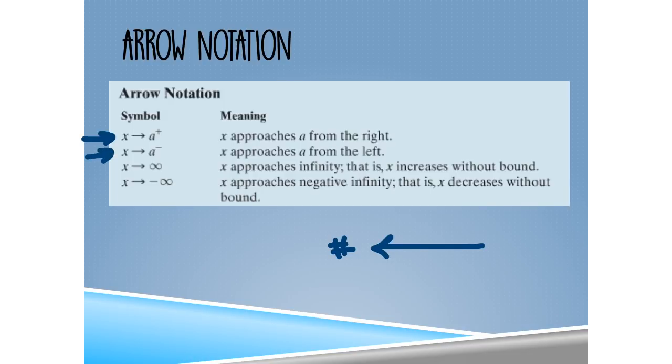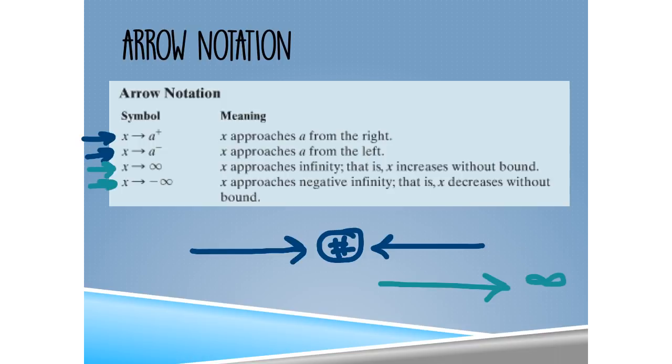This is x as it approaches a from the left. So now we're talking about x approaching from the left, whatever number this is. This would be your a. This is as x is approaching infinity. So now we're saying that it's moving towards positive infinity. And this is as it's approaching negative infinity, which would be going in the other direction because we're looking at the x values.